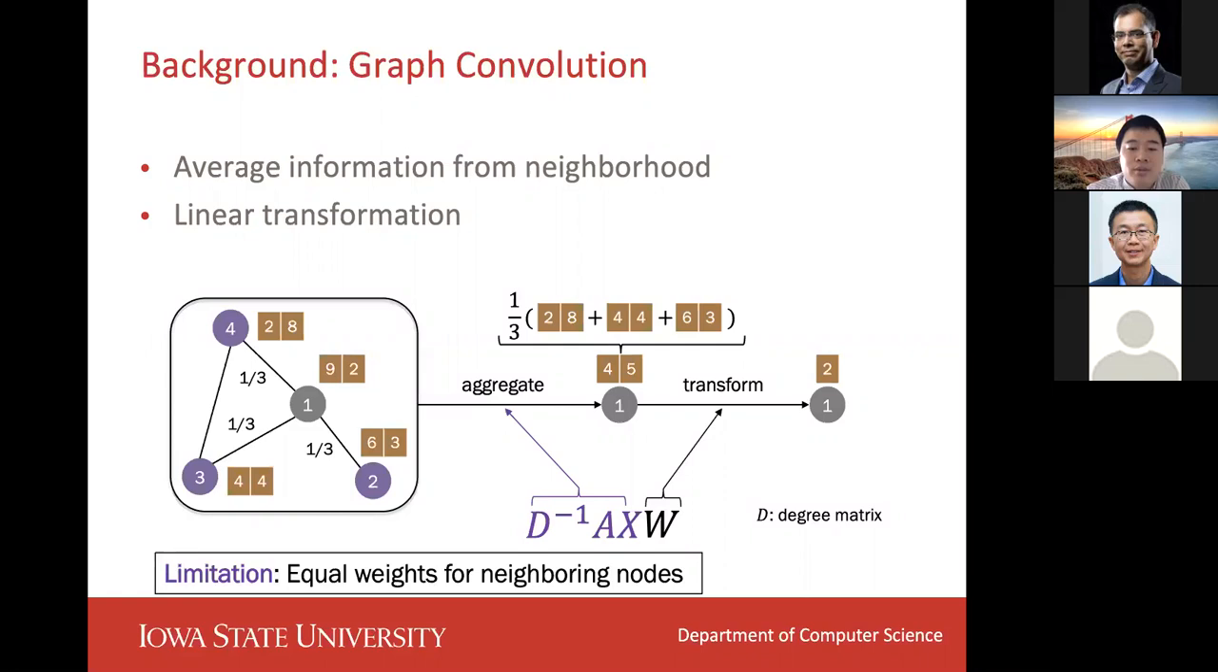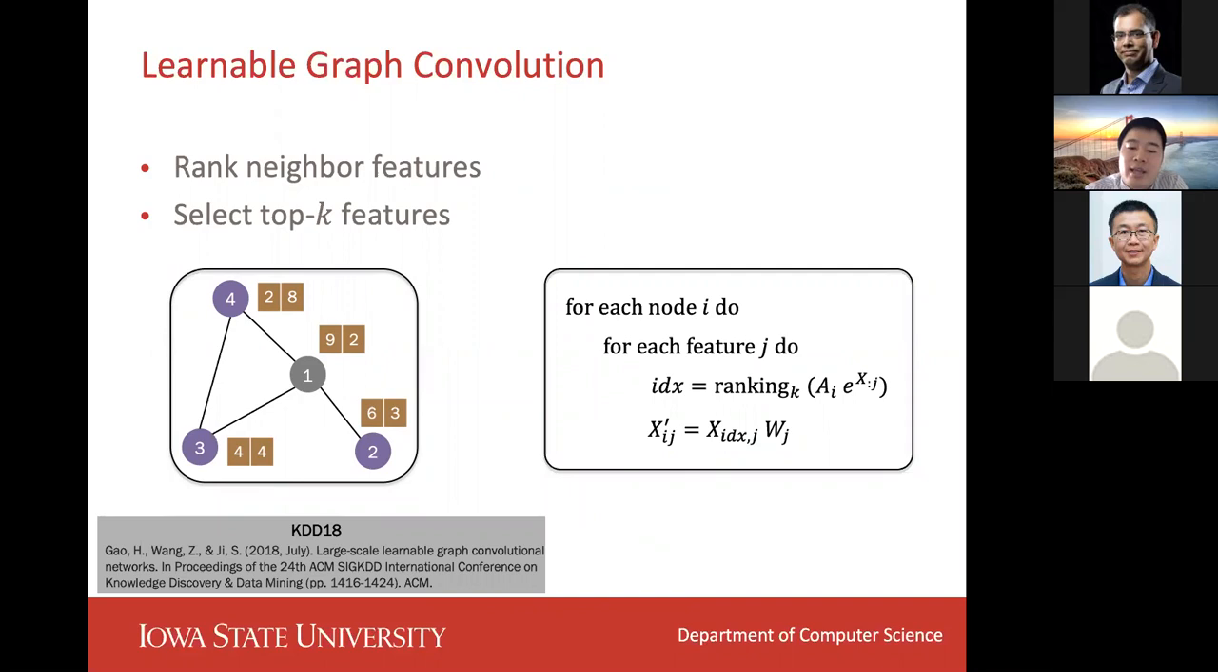To address this limitation, we propose a learnable graph convolution, which can automatically learn different weights for features from different neighbors. This is the mathematical expression for this algorithm. For each node and each feature space, we rank the neighboring nodes and select the top k features out. Then on these k selected and ranked features, we apply a feature-wise linear transformation.